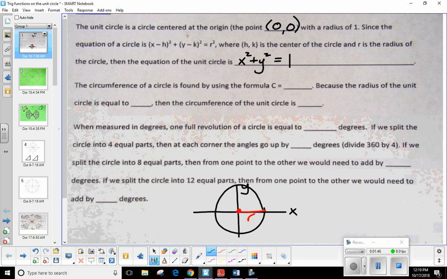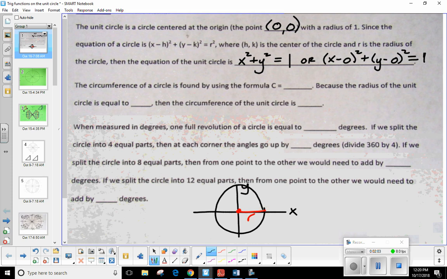Now, some people do like to incorporate the zeros in the equation, and that's perfectly fine. You could say x minus 0 squared plus y minus 0 squared is equal to 1 if you actually wanted to show those. Okay, some people do, some people don't.